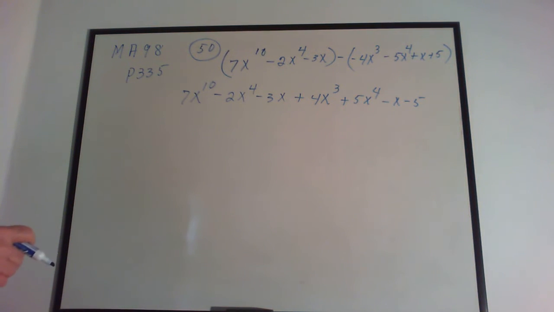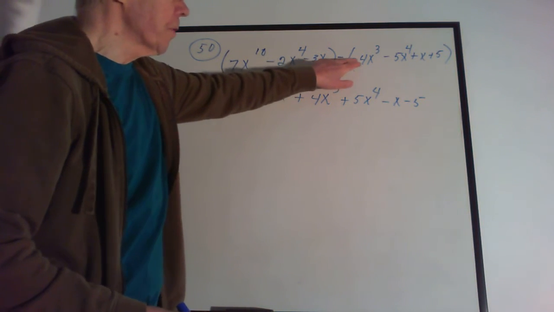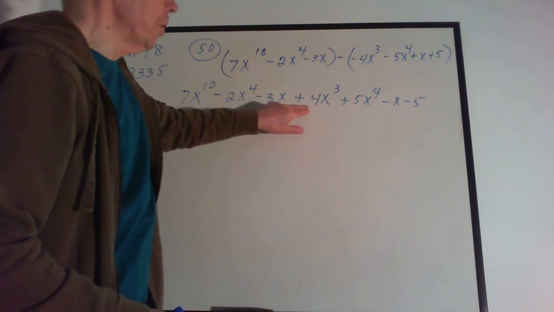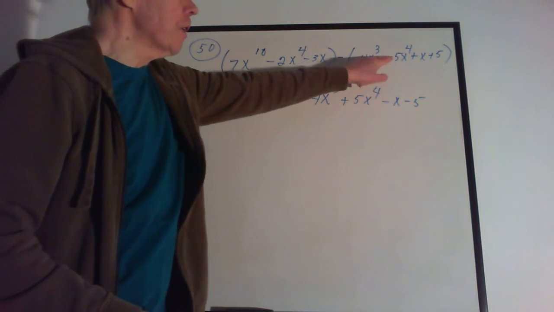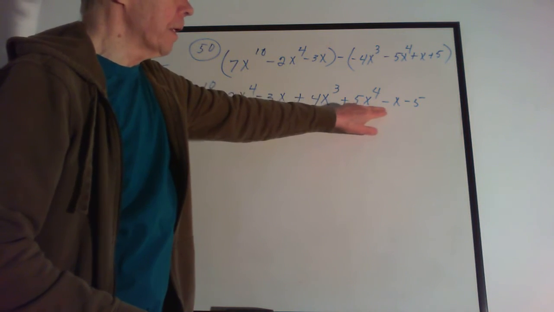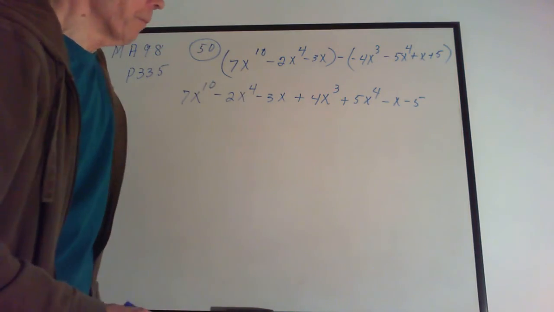All right, that's your first step. It's a subtraction problem, so here you're going to change it to an addition problem. You're going to change the sign of the 4x cubed. You're going to change the sign of the 5x to the fourth. And then the plus x becomes minus x. The plus 5 becomes minus 5.